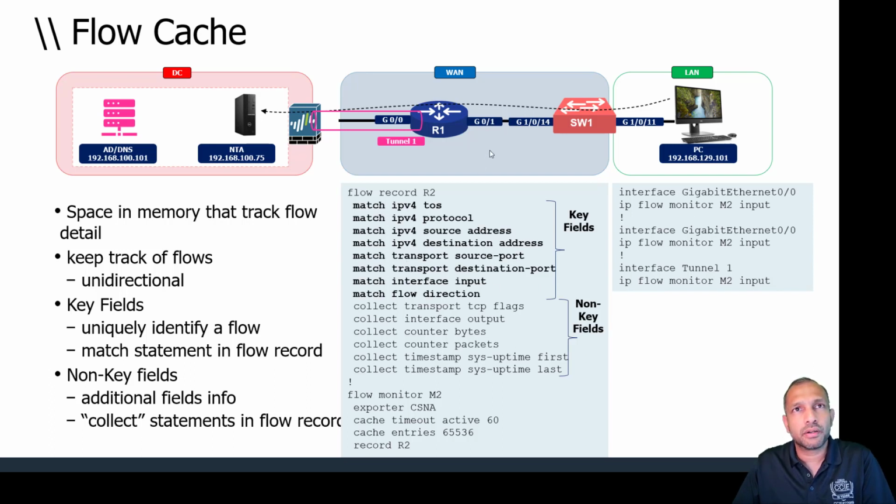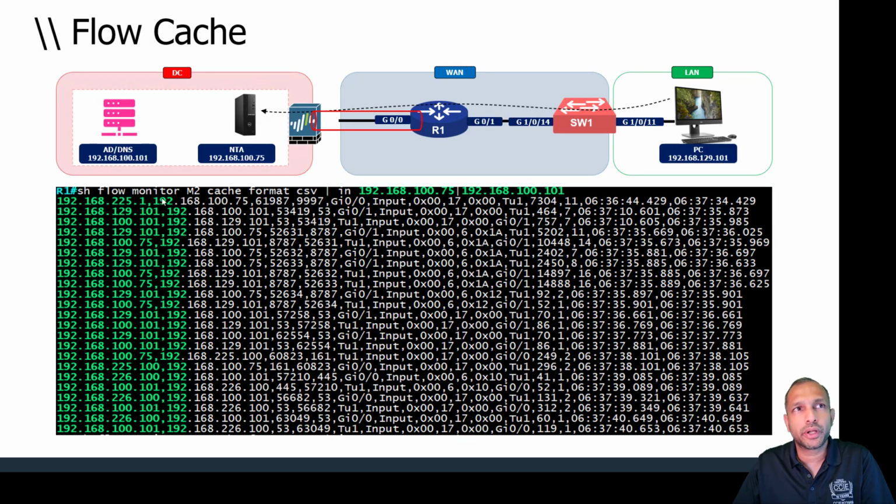Then all these interfaces, Gig 0/0, 0/1, and the tunnel interface, which is an IPsec tunnel established to a data center in this particular setup, include the monitor, which calls the record R2 we defined earlier. Now how can you monitor this? Use the show flow monitor command. You specify the flow monitor and the cache keyword.